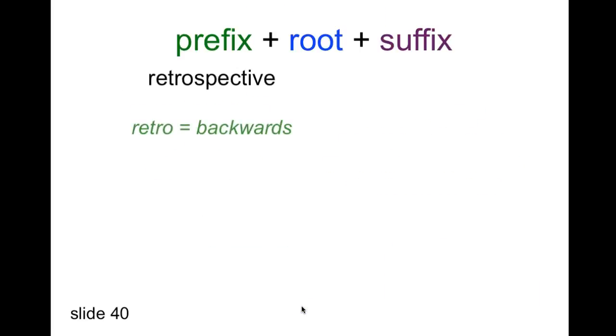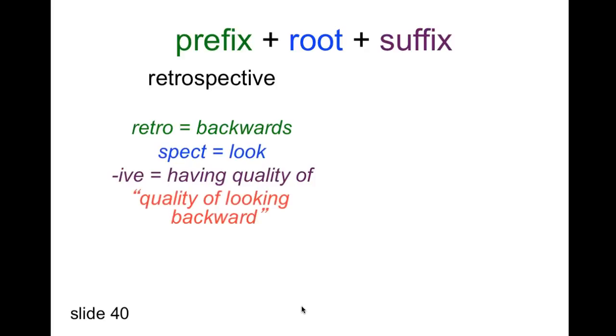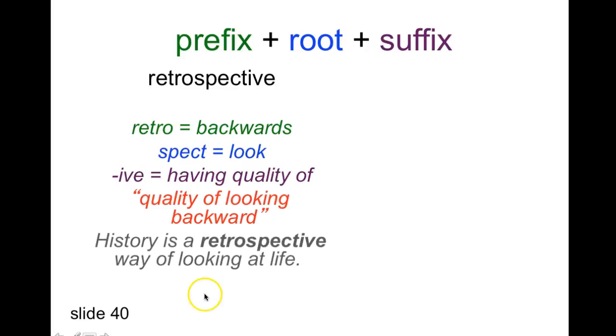And here we have all the parts working together. We have a prefix, a root, and a suffix. So we have retro, which means backwards. We have spect for the root word, which means look. And we have the suffix ive, meaning having the quality of. So the quality of looking backward is what retrospective means. History is a retrospective way of looking at life.